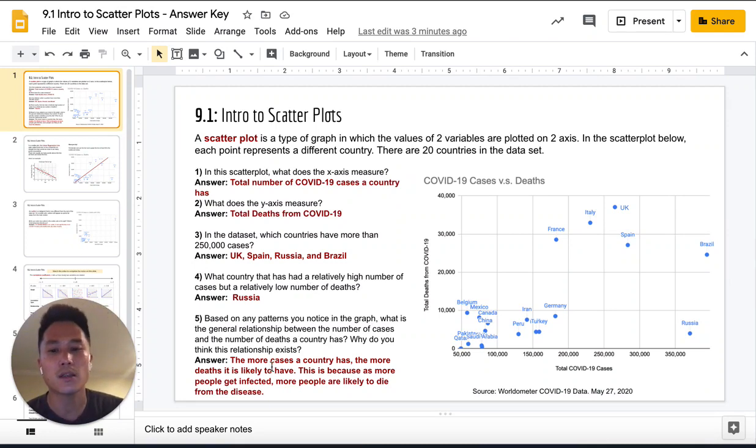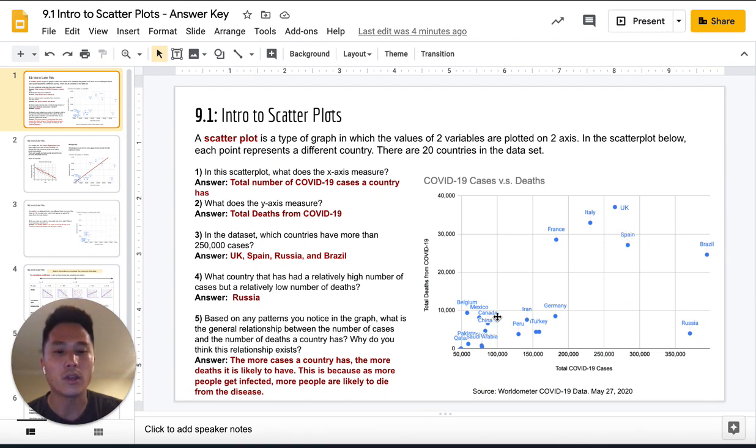And so it's asking you based on any patterns that you notice. So if we look at this graph, and you just look at the shape that the dots are making, you can see that they're going up in this upward direction, going up and to the right. And so if we check our axes, what that's telling us is as we increase on the x-axis, as the total number of COVID-19 cases increase in various countries, then the total deaths, which is the y-axis, is also going up. So the more cases that a country has, the further to the right they are, they're also more likely to be further up in the graph.